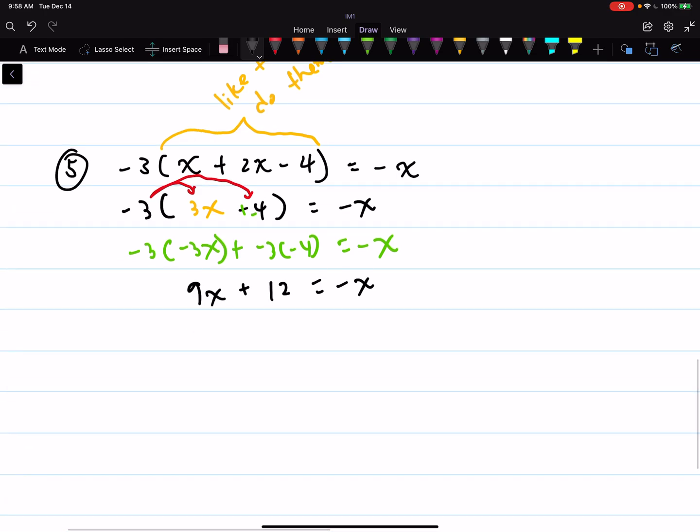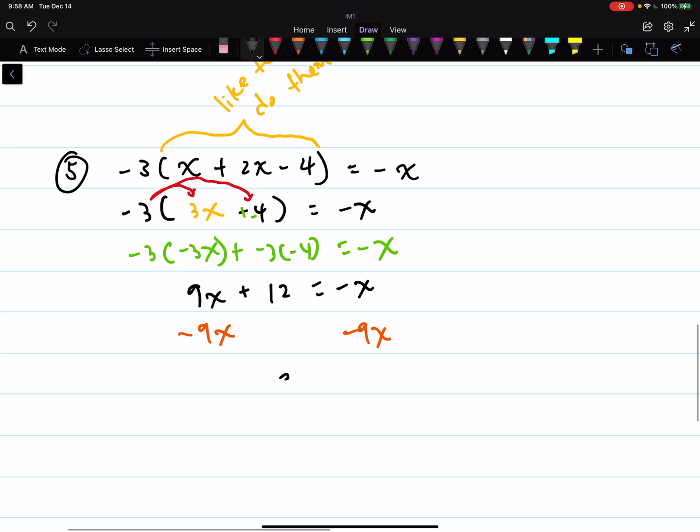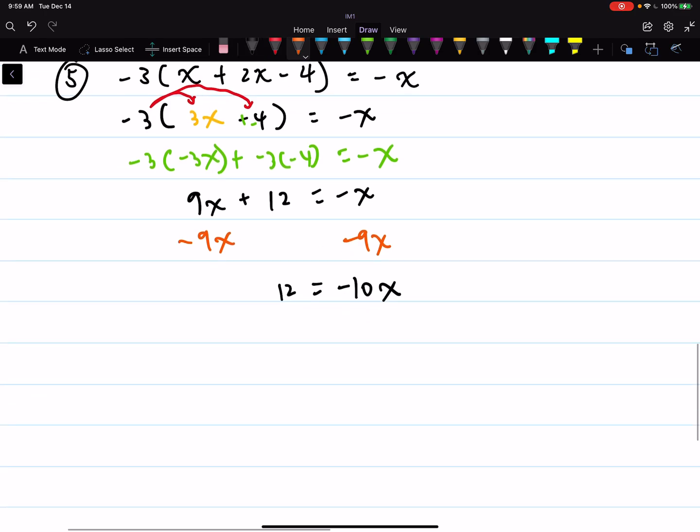And then we're going to subtract 9x on both sides. Subtract 9x on both sides. And this becomes 0, right? And then I got 12 is equal to negative x minus 9x, which is negative 10x. Divide both sides by negative 10.